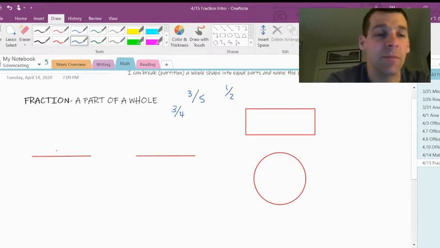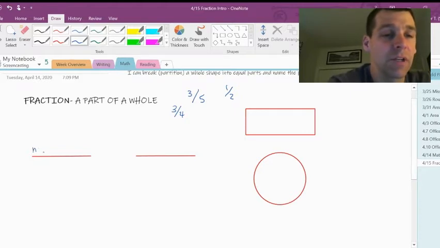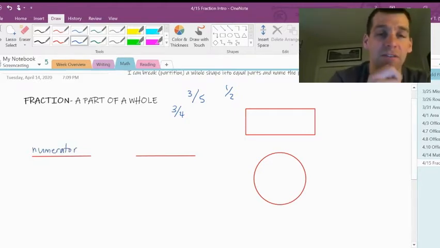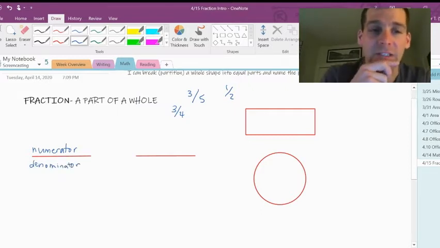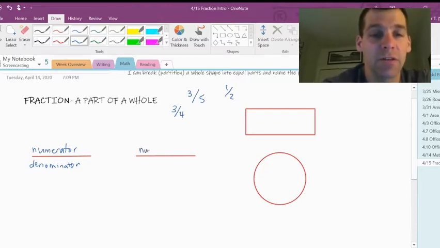So this top number, which would be the 3, or the 1 on these fractions that I've made over here, is called the numerator, and we'll get into what that exactly is talking about in just a second. The bottom is called the denominator. When you're looking at these two things, they do mean different things. The numerator means the number of parts being talked about.